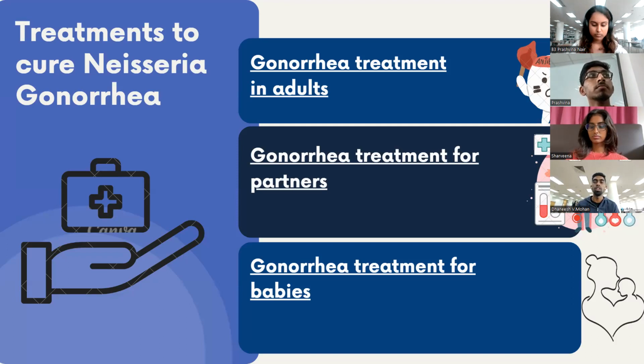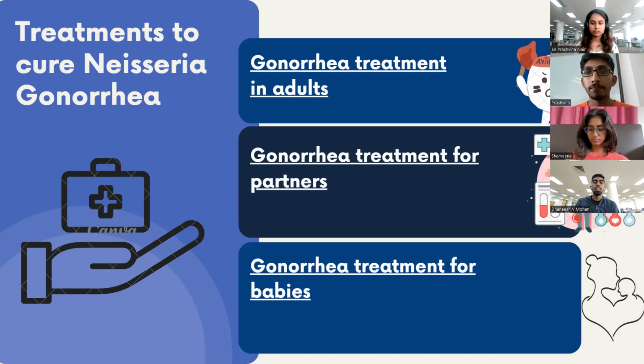Now, I'd like to talk about the treatments. There are three types of treatments that can be undergone, for adults, babies, and partners. Adults with gonorrhea are treated with antibiotics. Due to emerging strains of drug-resistant Neisseria gonorrhoeae, the Centers for Disease Control and Prevention recommends that uncomplicated gonorrhea can be treated with the antibiotic ceftriaxone, given as a shot called an injection. After getting the antibiotic, one could still spread the infection to others for up to 7 days.